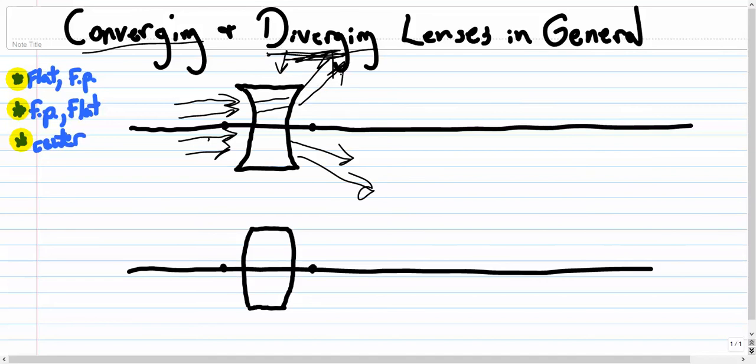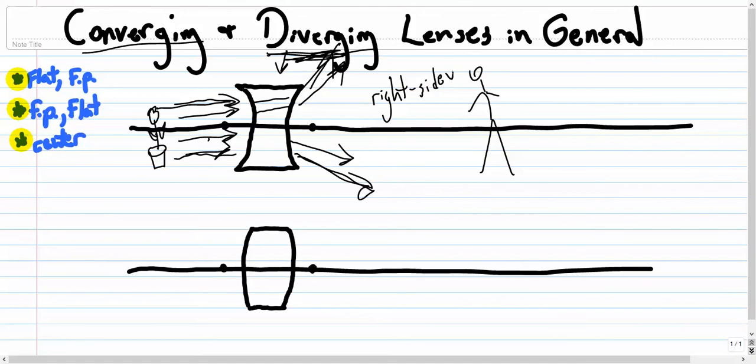So these rays that get spread out, if I was standing over here and looking at something over here, oh, I shouldn't probably draw another person there. I don't want to confuse you. If I was looking at something over here, like a flower in a flower pot, since these top rays came through the lens and went up, and these bottom rays came through the lens and went down, that means that no matter what, with this type of lens the image is going to be right side up. And it's also going to be smaller.